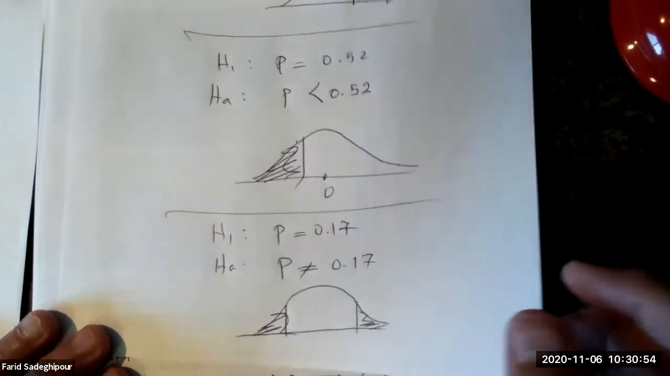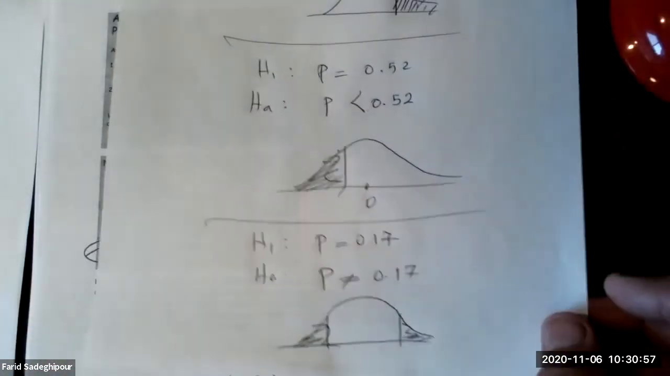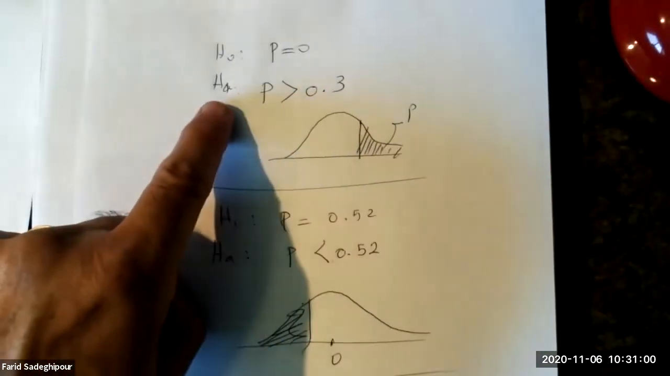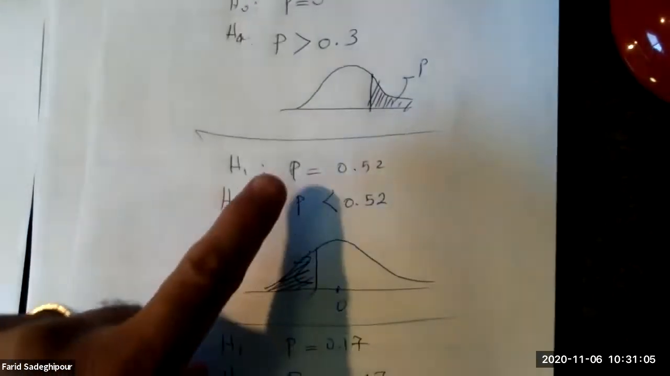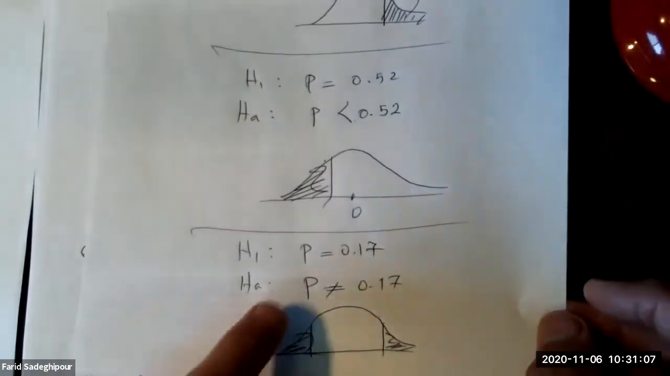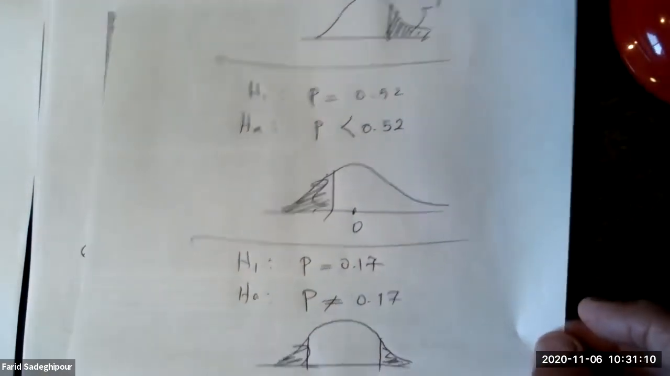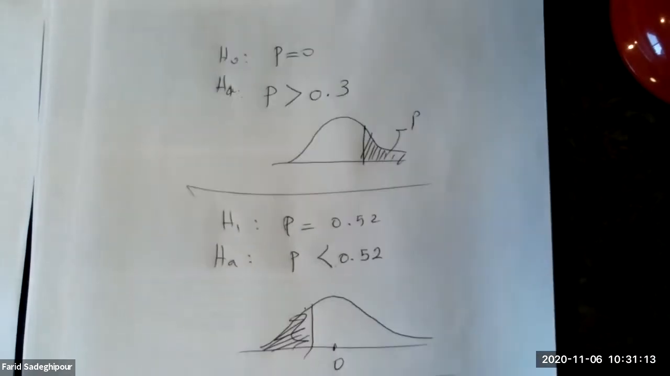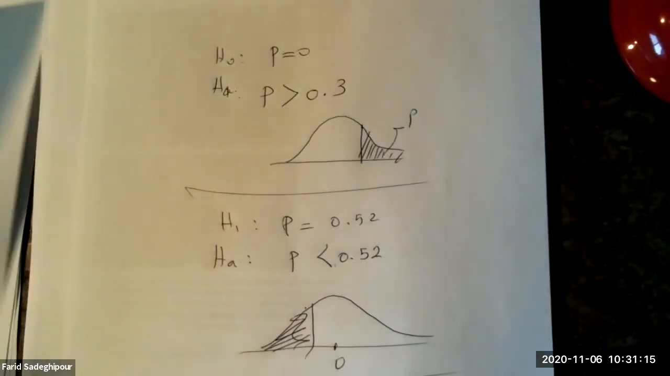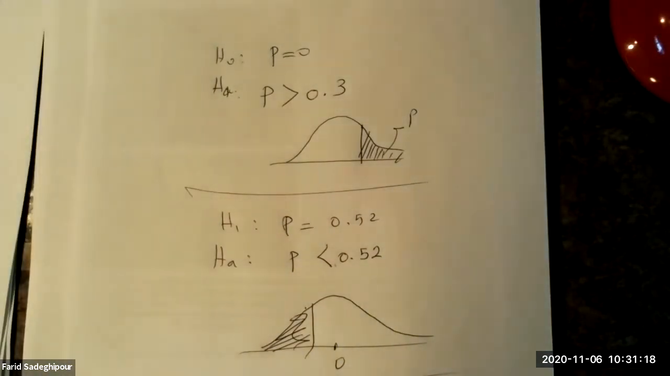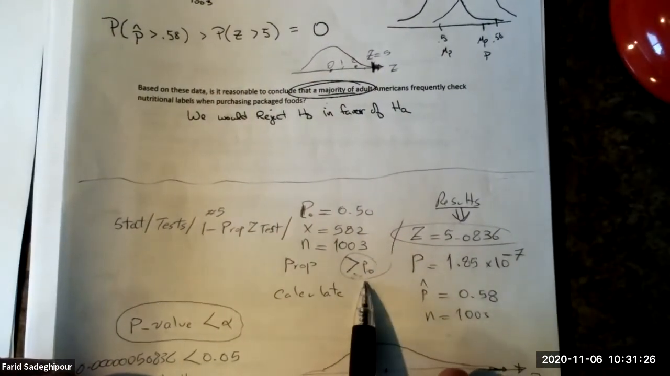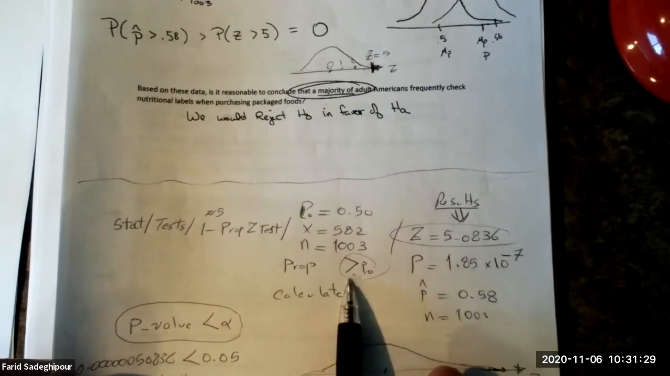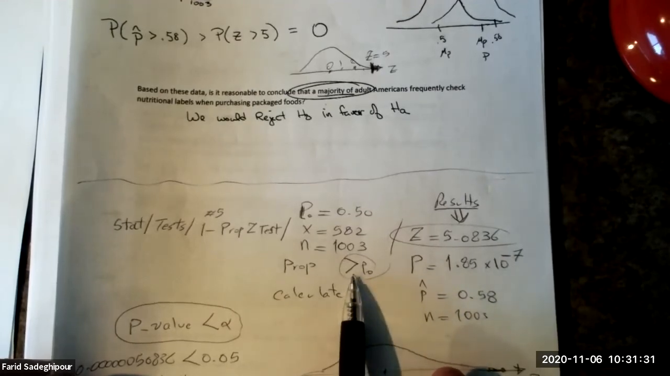So when you use your calculator, the calculator asks you about any of this. So HA determines your graph. If it's greater, it means you have a right tail. If it's less, you have a left tail. If it's not equal, there are two tails. So in this example, the calculator would ask you which symbol to use. You put greater. Why? Because that is the symbol for HA.